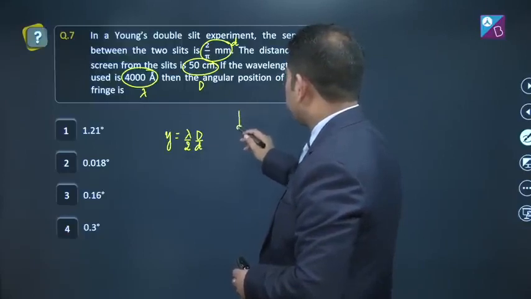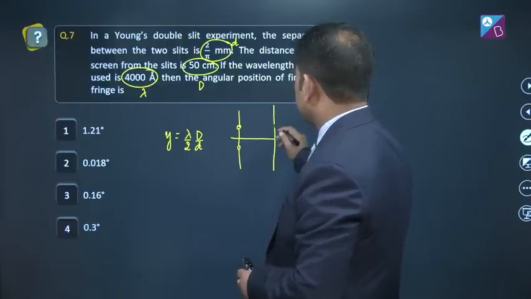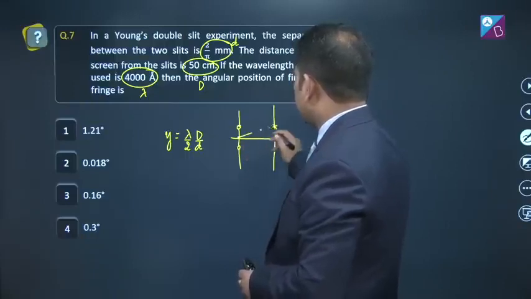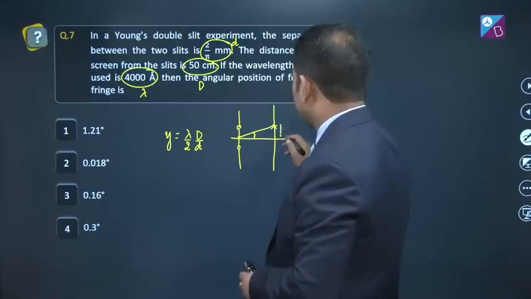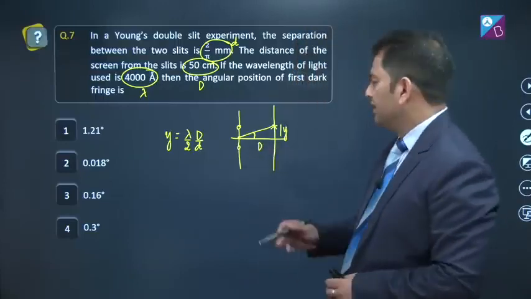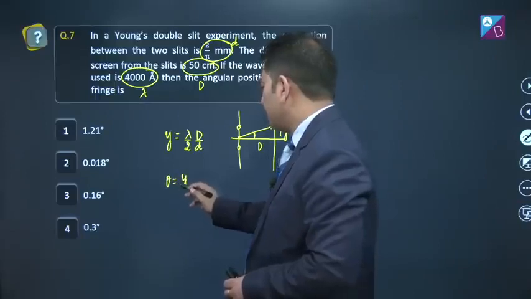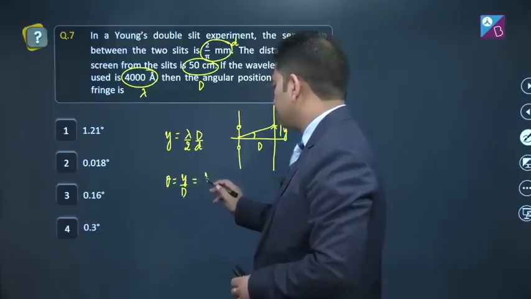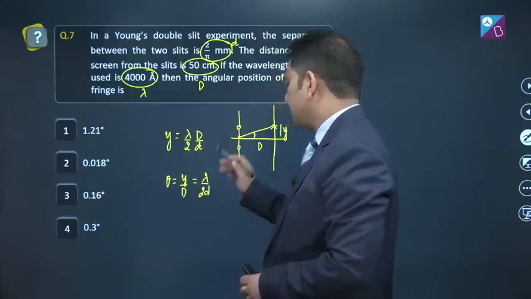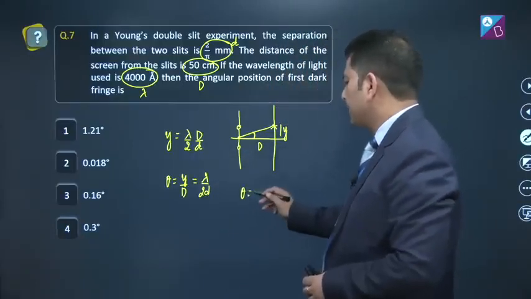So here, if you see the first dark fringe somewhere here, its angular position, of course, will be y divided by capital D. That is what it will be, right? So clearly the angular position required is y by capital D, and that is lambda divided by 2 multiplied by small d. Let us calculate this angular position once.